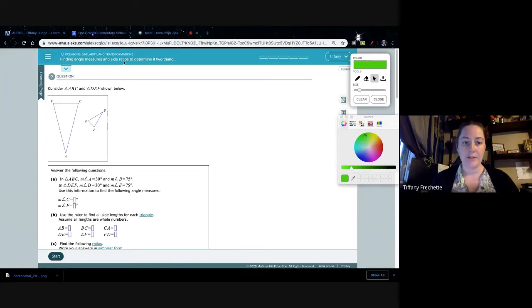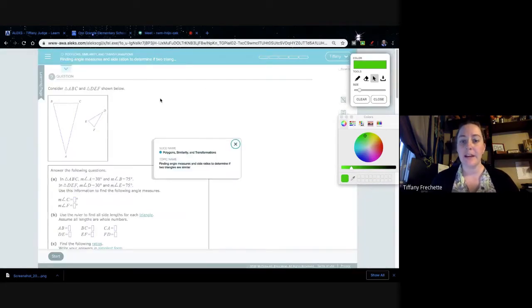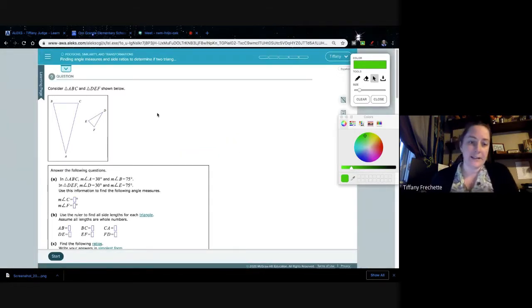Finding angle measures and side ratios to determine if two triangles are similar. All right, so that's a nice long title there. They say consider triangle ABC and triangle DEF shown below. They're actually giving it to you in the corresponding order, so pay attention to that because it does actually make things a little easier in a minute.